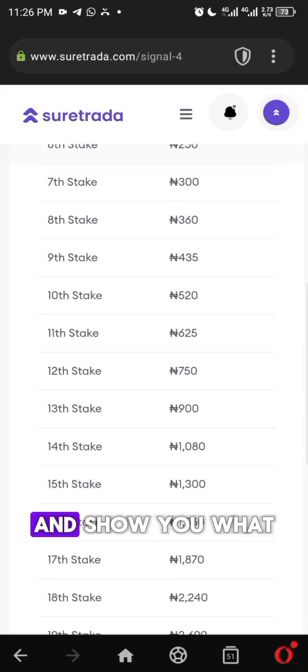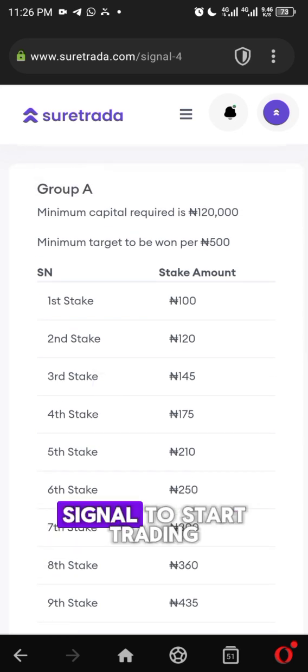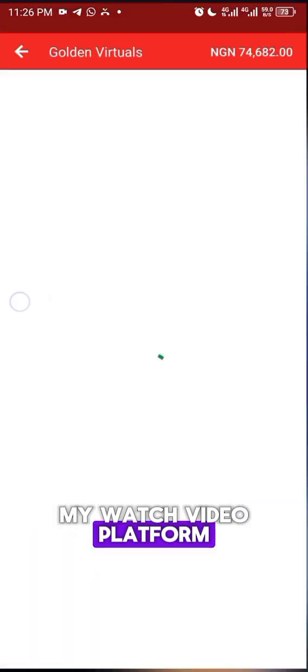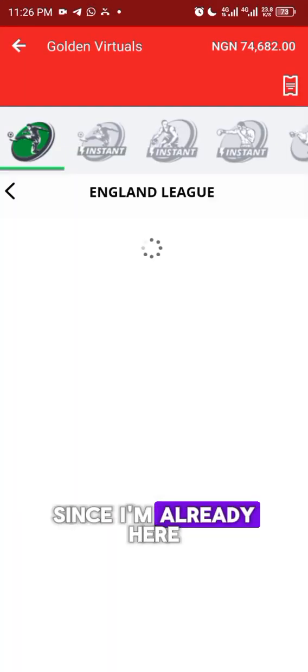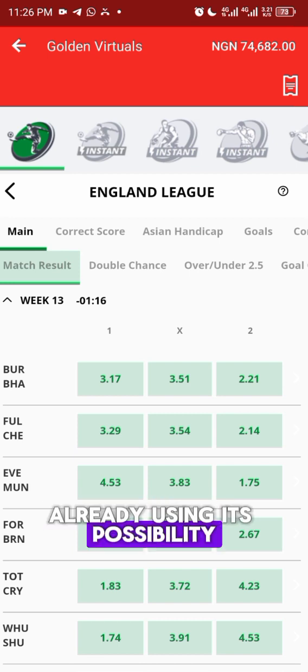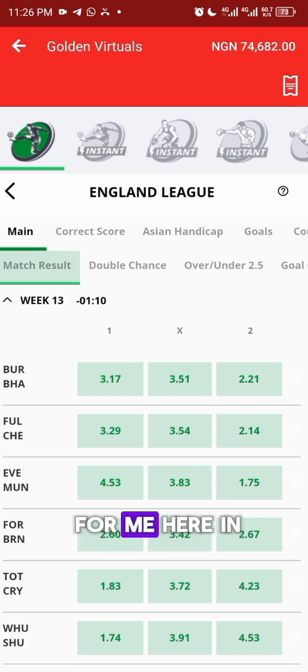So I'm just going to go again and show you what it means to stake. If I was asked to stake 100 naira, for example, right, after getting the signal to start trading, I just jump into my virtual platform. I click on England since I'm already here. If I was not here, I navigate my way down to this place. If you don't know how to get to this place, you can ask in the group, tell them, what virtual platform should I use? We're already using Spotty Bet, so you can also use Spotty Bet. It's also another platform, but this is the one I use. It's working fine for me here in Spotty Bet.